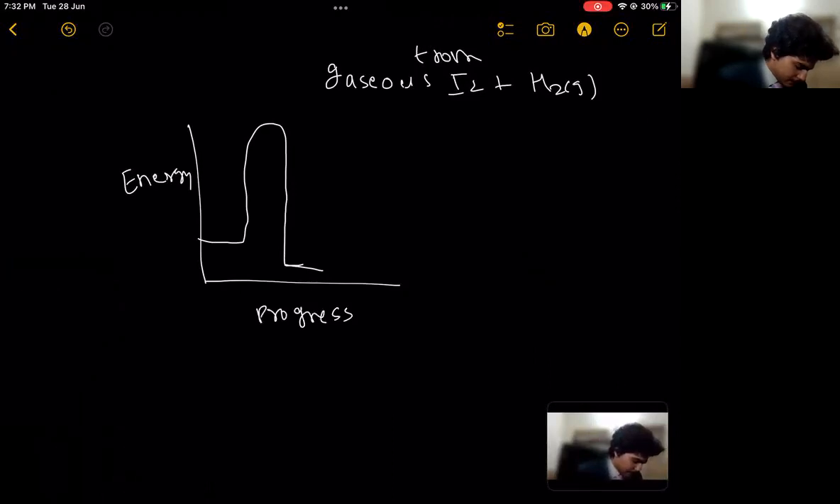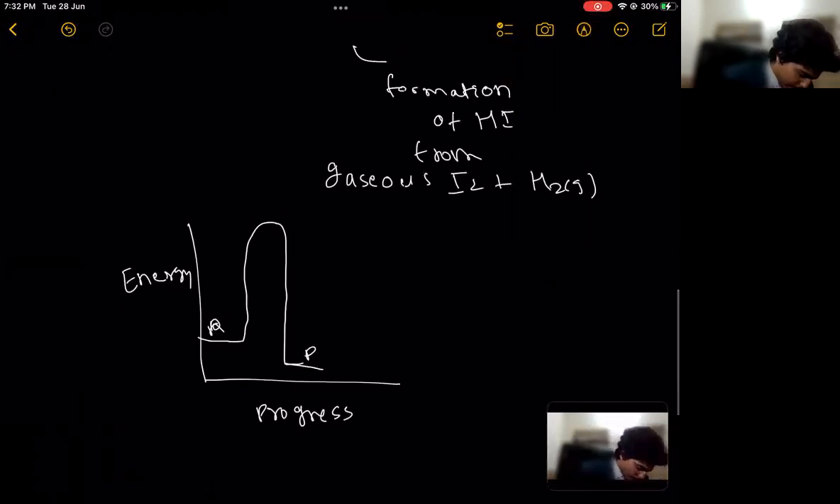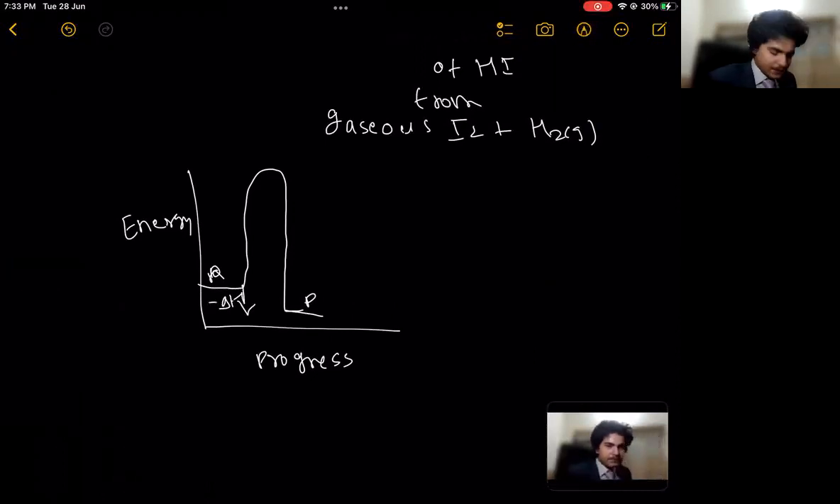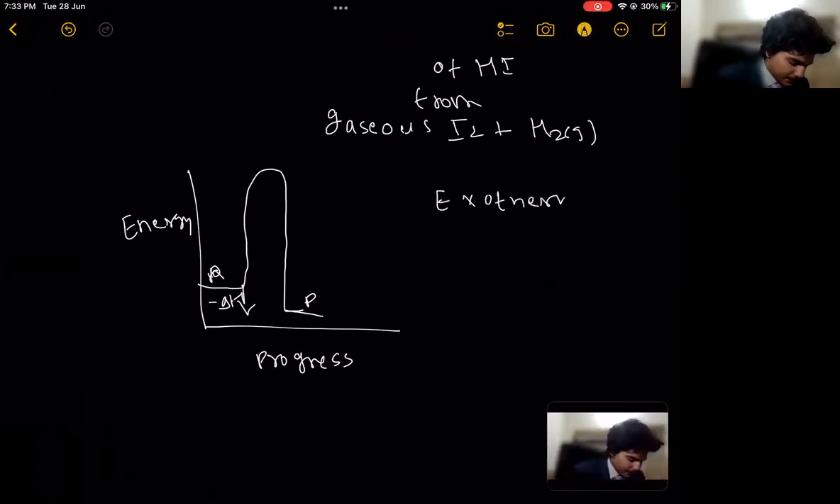Okay. These are the reactants, and these are our products. And this is the enthalpy change. So you can see that there's an energy drop. The enthalpy change is negative. So the reaction is exothermic. This profile diagram is for an exothermic reaction.